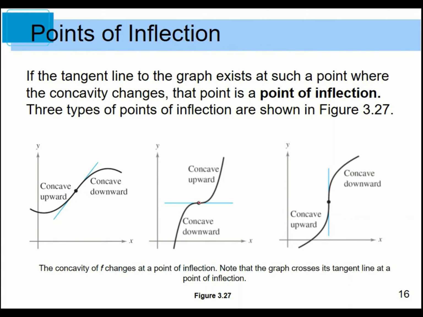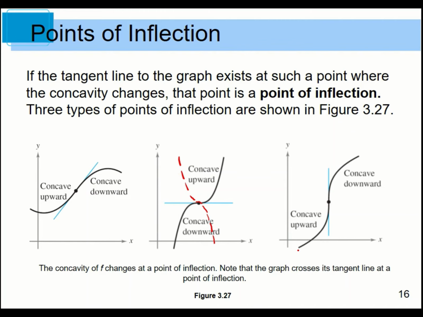So before this point, the graph is concave downward. If we extend the graph, it will be something like this. So the graph is concave downward before the point, and after this point, the graph is actually concave upward. If we extend the line, we can see it is concave upward here.